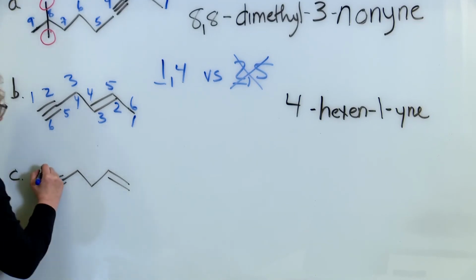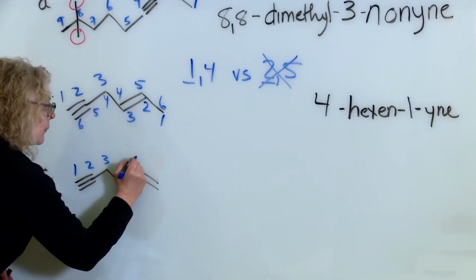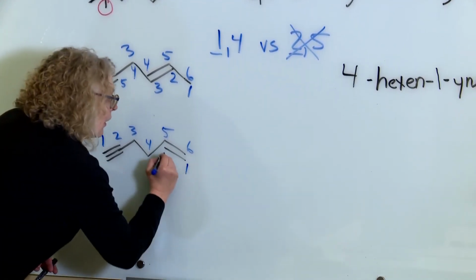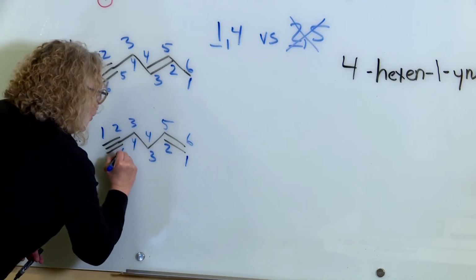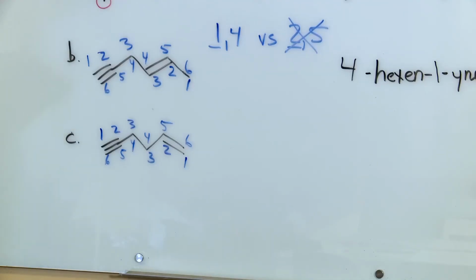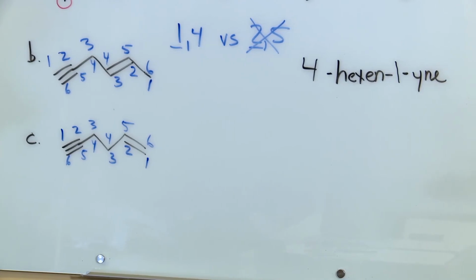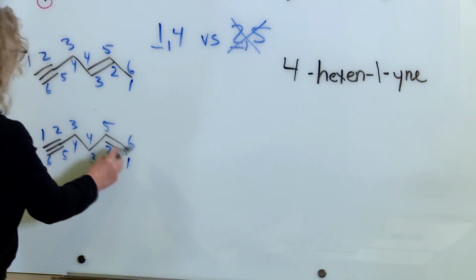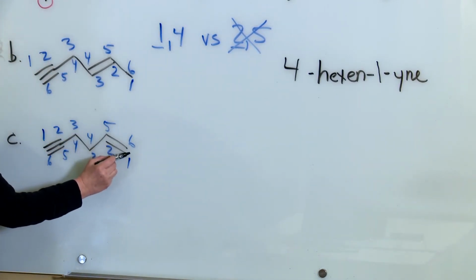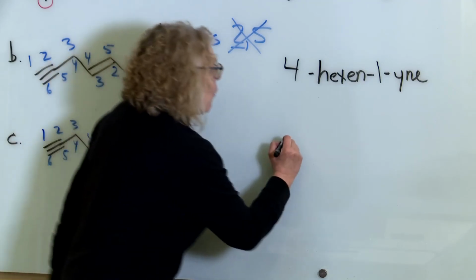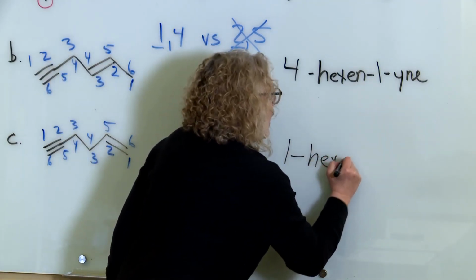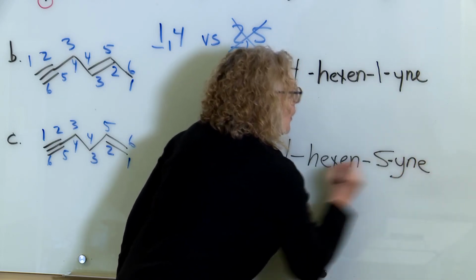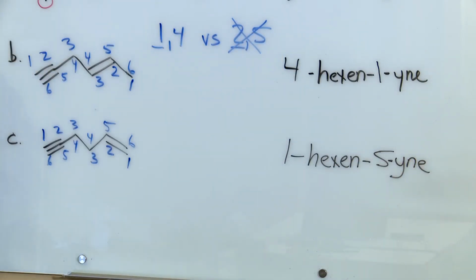In the second problem, this is also a hexenyne. We see that no matter which direction we number, this is going to be a 1, 5. So when you have a 1, 5, the double bond gets slightly higher priority. So this will be 1-hexen-5-yne. The double bond wins to get position 1.